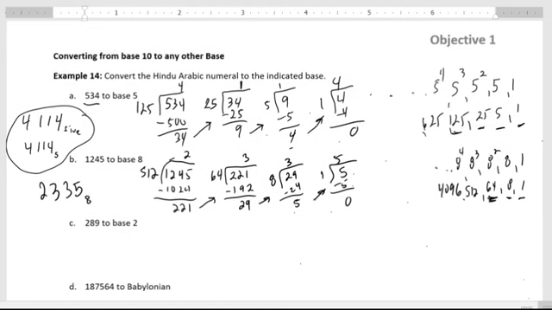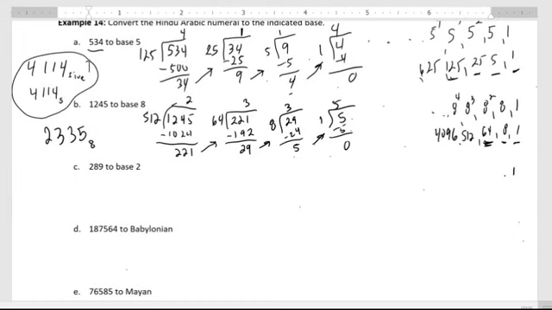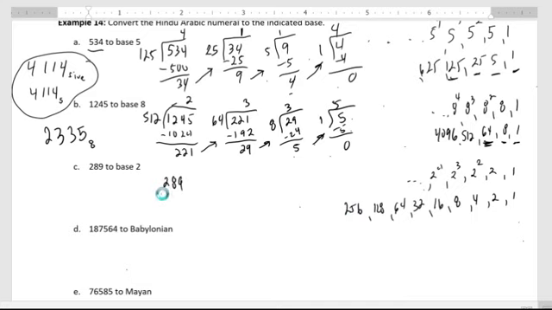Okay, let's try letter C. So we have 1, 2, 2 squared, 2 cubed, 2 to the 4th, etc. So we end up with 1, 2. 2 squared is 4. 2 to the 3rd power is 8. 2 to the 4th power is 16. 2 to the 5th power is 32. 2 to the 6th power is 64. 128 and 256. So we have our number 289.